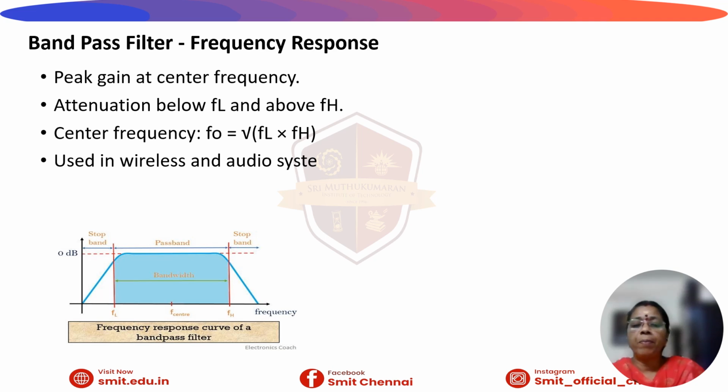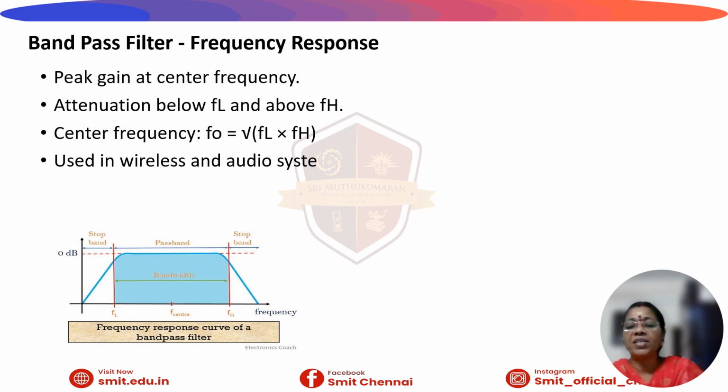The Bode plot shows the mountain shape of the frequency response of the bandpass filter. The peak gain is at the center frequency. Frequencies below FL and above FH are attenuated. The center frequency F0 is given as square root of FL times FH. The roll-off rate is plus or minus 20 dB per decade for the first order low pass and high pass filters on either side of the passband.